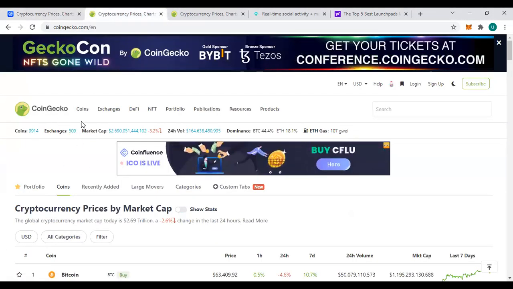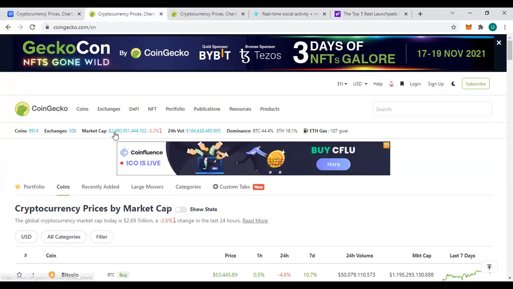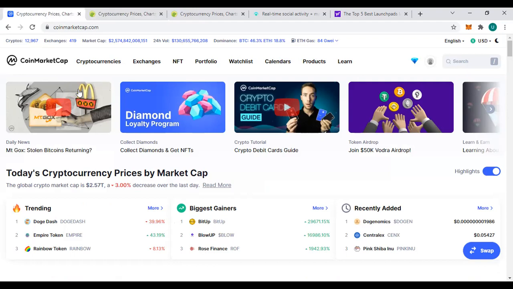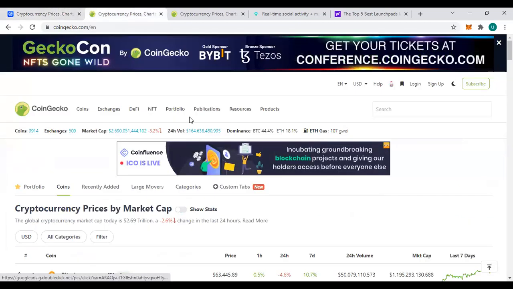Now, also look at the total market cap of the whole cryptocurrency market. You have almost 2.7 trillion here, then on CoinMarketCap, we have almost 2.6 trillion dollars market cap. If you also look at the daily volume, the 24-hour volume, they're also different, but they're very, very similar, right?